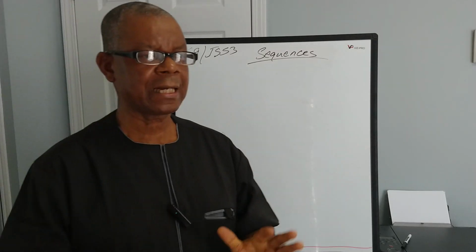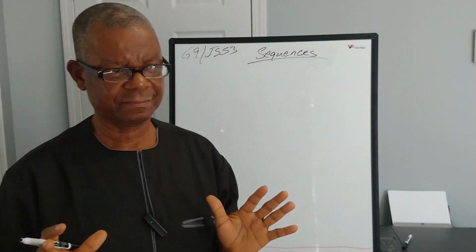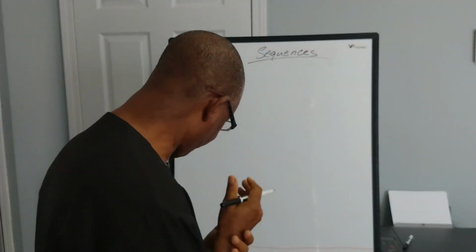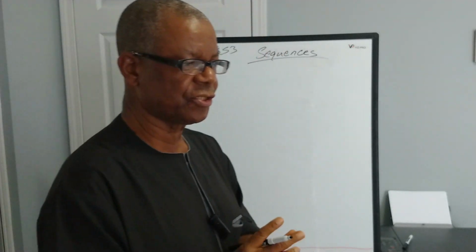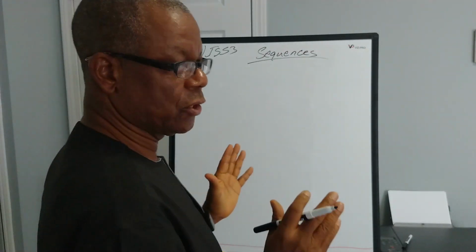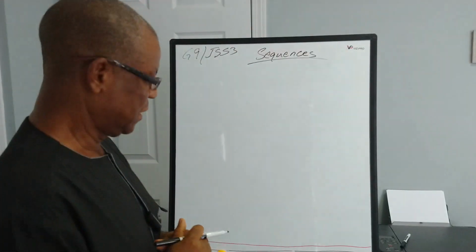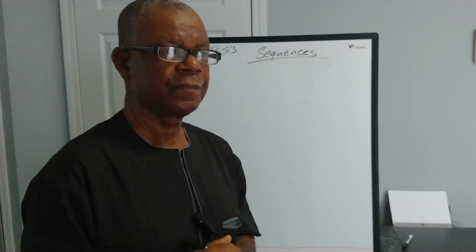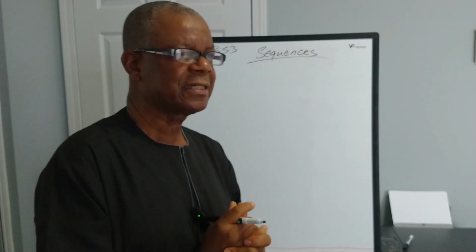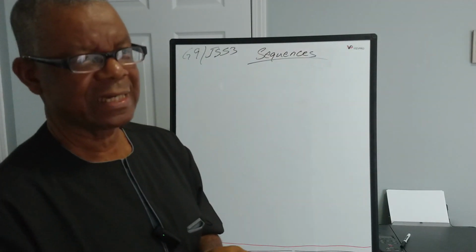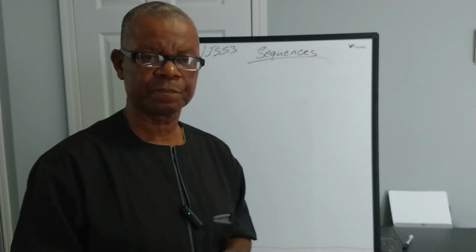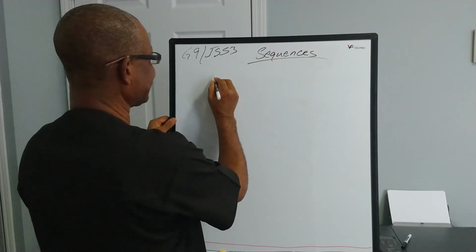A sequence is an orderly list of numbers. An orderly list of numbers is a set of terms arranged according to a rule. What do we mean by that? It is a list of numbers for which you can find out the rule. It's that rule that informs you of the next term after a given term.